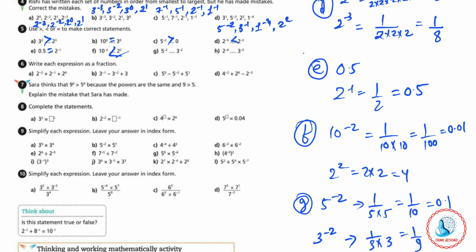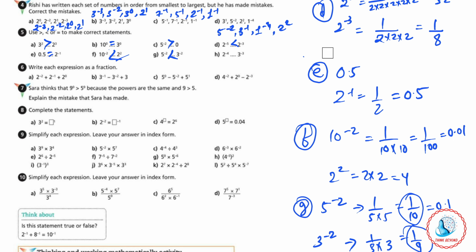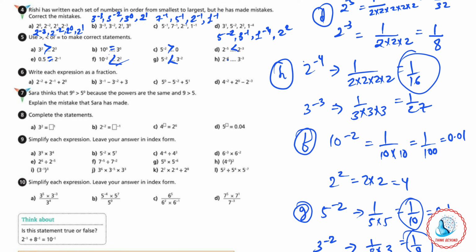So which one is greater? You can compare these two numbers. So 1 over 9 is greater. This one is greater, okay? Now for question number H, 2 raised to power minus 4 and 3 raised to power minus 3. 2 raised to power minus 4 will give you 1 over 2 times 2 times 2 times 2, which is 1 over 16. And 3 raised to power minus 3 will give you 3 times 3 times 3, which is 1 over 27. So obviously 1 by 16 is greater.